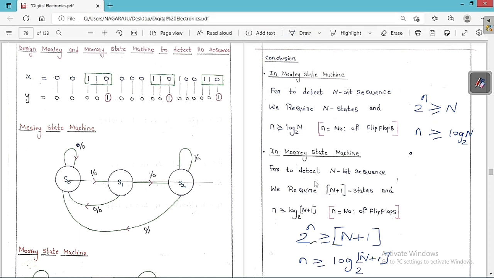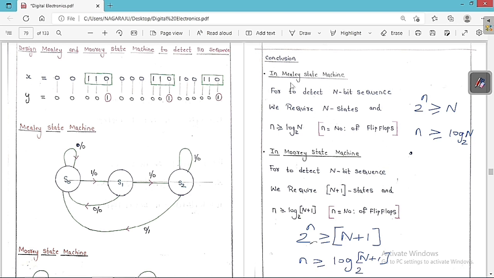So you can see clearly, if you want to detect the N-bit sequence, we are going to require N plus 1 states. If there are n flip-flops, then 2 to the power of n states we are going to get. So 2 to the power of n is always greater than or equal to the total number of states, N plus 1. If you take log base 2 on both sides, we get n is greater than or equal to log of N plus 1 to the base 2. These are the important points that you always have to remember.